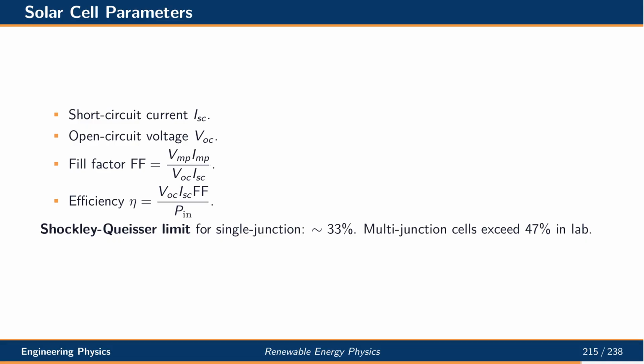Several parameters characterize a solar cell. The short circuit current is the current at zero voltage. The open circuit voltage is the voltage at zero current. The fill factor measures how rectangular the IV curve is, indicating quality of the cell. Efficiency is the ratio of maximum electrical power output to incident solar power. The Shockley-Queisser limit caps single junction efficiency at about 33%. Multi-junction cells can exceed 47%.